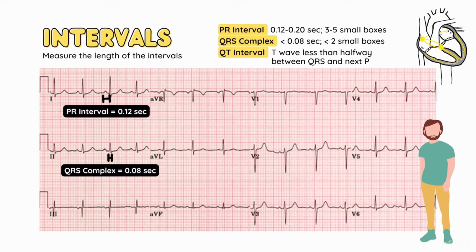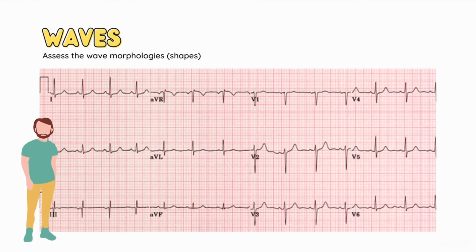Anthony's PR interval is about 3 small boxes, which is 0.12 seconds. The QRS complex is about 2 small boxes wide, which is about 0.08 seconds. These are totally normal intervals. Fifth and finally, we will assess the wave morphologies. We will discuss these in the context of Anthony's ECG.